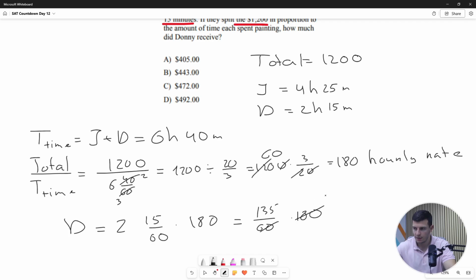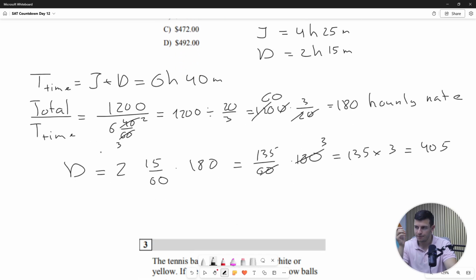I can cancel these out. This is going to be 3. So 135 times 3, whatever that is. It seems like there's only one number that ends with 5, so 405 is probably going to be our answer. Okay, so what did we do? We found the hourly rate and we just multiplied it with Donnie. I know it took a bit longer than what I just said because I said it in 5 seconds, but that's the way to do it.